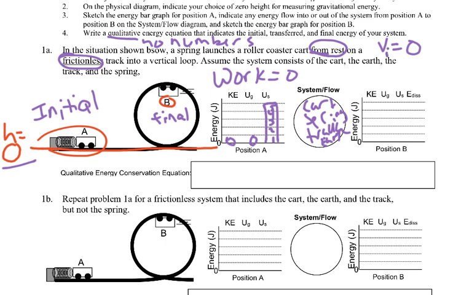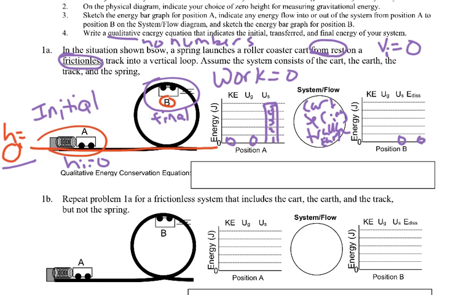This velocity over here, we should label as an initial. This height over here, we should have labeled it here. The initial height of the cart is 0. All right. Now the spring launches it. That means at position B, it's not even in contact with the spring anymore. The spring is no longer compressed, so it has zero elastic potential energy. The frictionless track tells us we have zero dissipated energy.